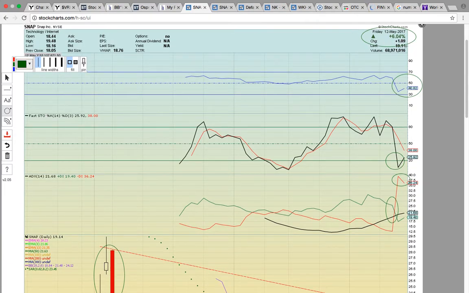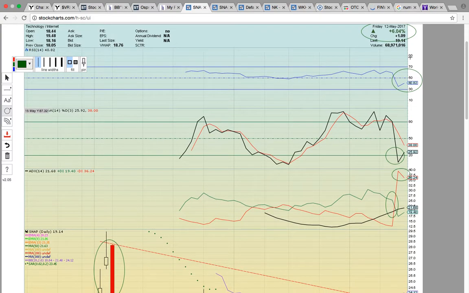Congrats on the nice bounce on Friday, closed up 6%. We had posted a chart on Thursday showing that it was setting up for a bounce, and we showed the 15-minute chart, which I will show next. This is the daily chart, and yeah, this is a really nice bounce.